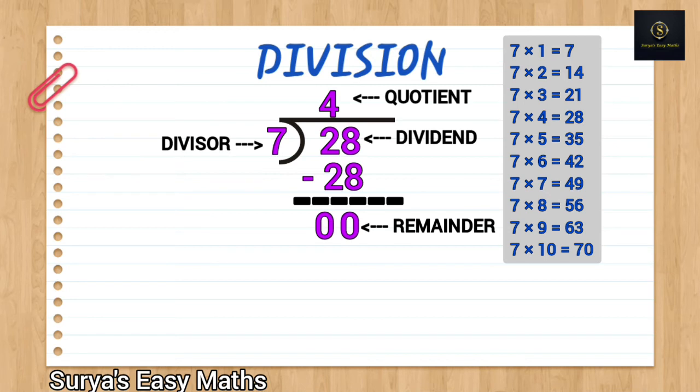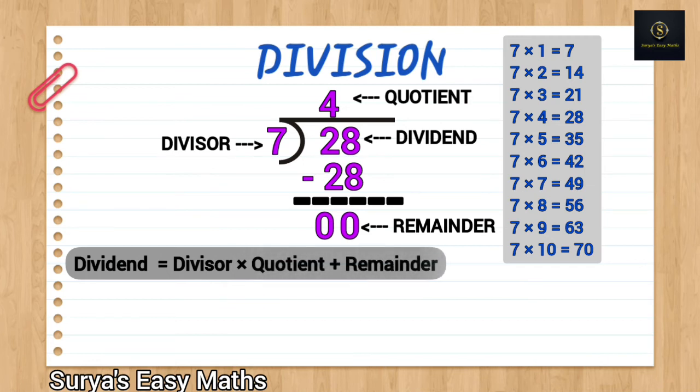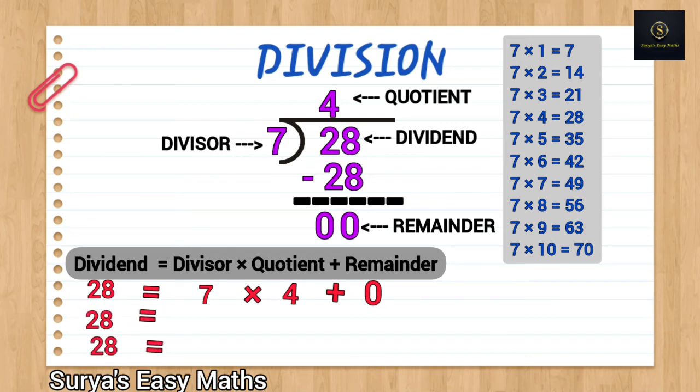Let's check with the help of the formula. That is dividend equals divisor into quotient plus remainder. Let's apply the numbers according to their places. 28 equals 7 multiplied by 4 plus 0. Why 0? Because remainder is 0. Divisor is 7, so we have written 7 under the divisor. And 4 because our answer is 4. Now let's do multiplication. 7 fours are 28. 28 plus 0, 28. So our answer is correctly solved.